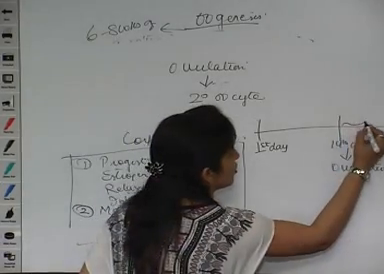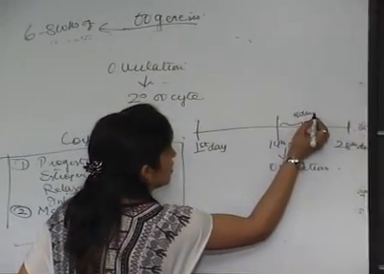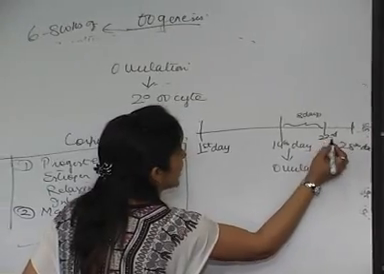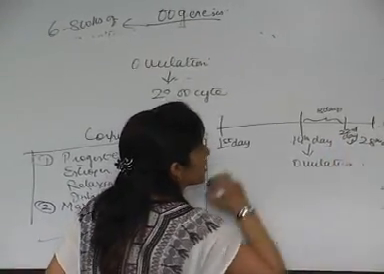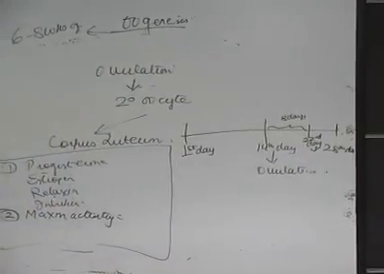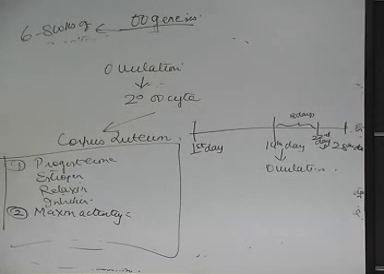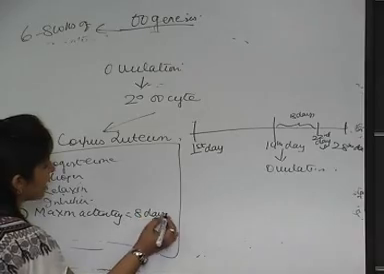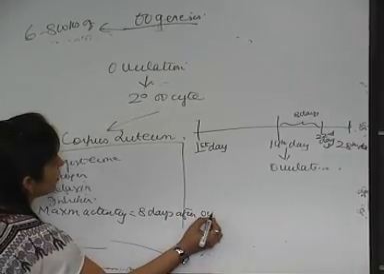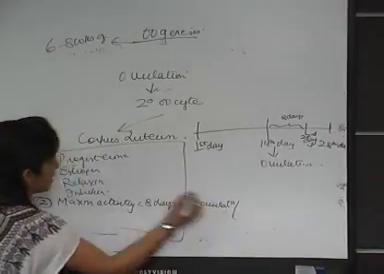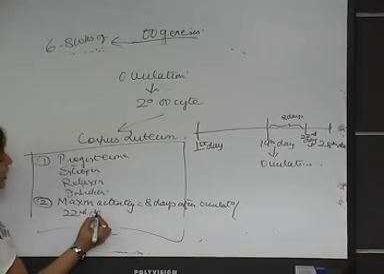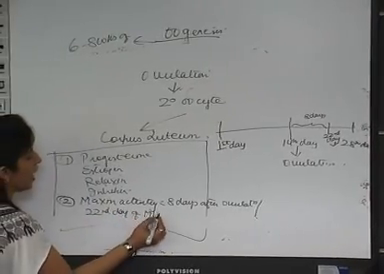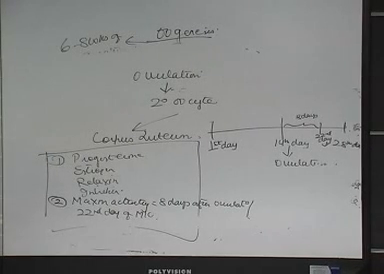Maximum activity of corpus luteum is seen 8 days after ovulation. 8 days after ovulation means the 22nd day of the menstrual cycle. So in the options it will be written either as maximum activity of corpus luteum occurs 8 days after ovulation, or as 22nd day of menstrual cycle, and both these options are correct.